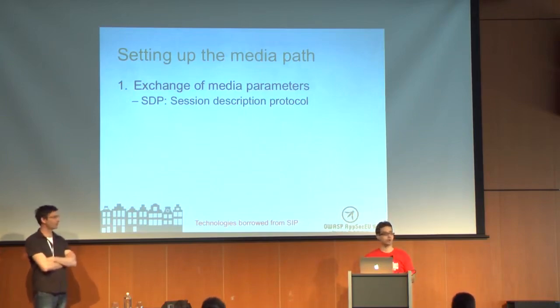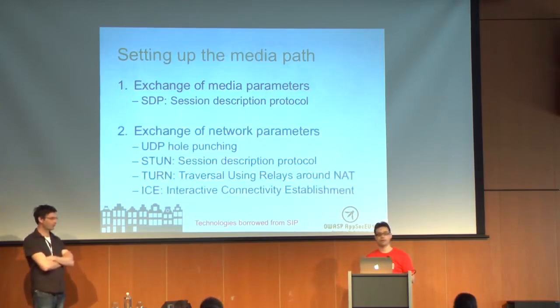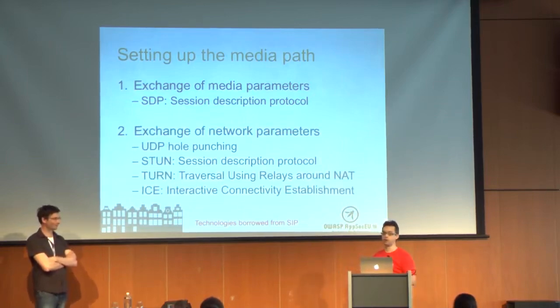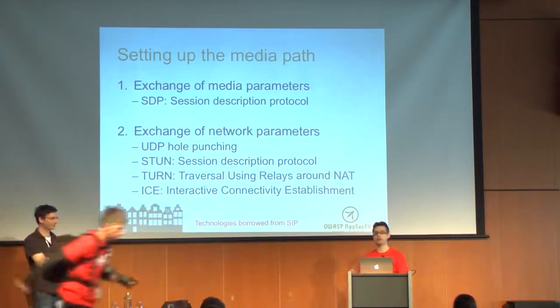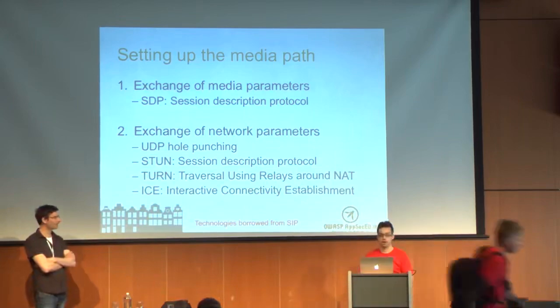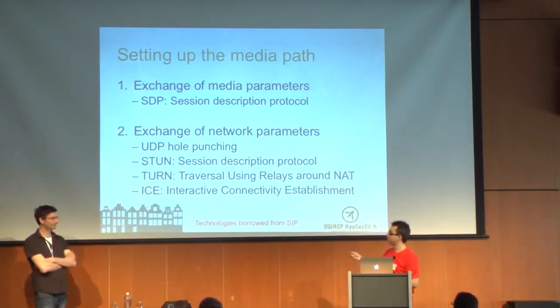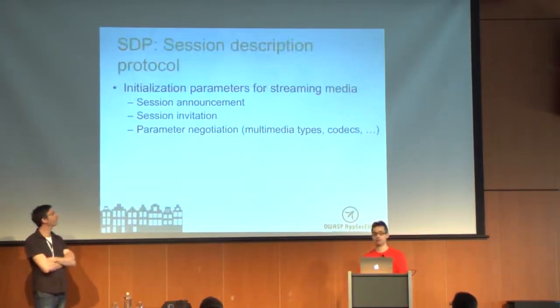Once you know that the two endpoints can communicate, the next step is exchanging all the network parameters to get that peer connection going. They use a whole set of technologies, and all of them are borrowed from SIP, so they're not new for WebRTC. They're reused components that already exist in that infrastructure. I think the most basic one is UDP hole punching to set up the connection between the endpoints. I will zoom in a little bit later. So first, the metadata.